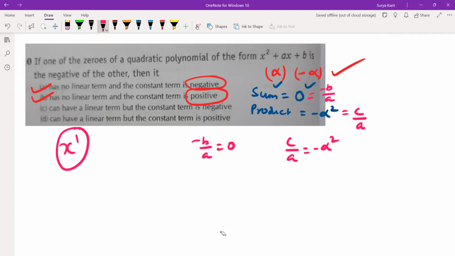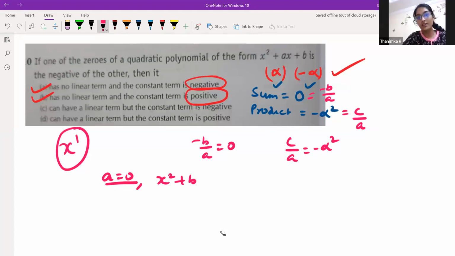Yeah, correct. Here the sum is 0, which means minus b by a, this b part is 0, right? It means here b is equal to 0. If b is equal to 0, this becomes what? X square plus c only, right? Yes, sir. So there's no linear term.